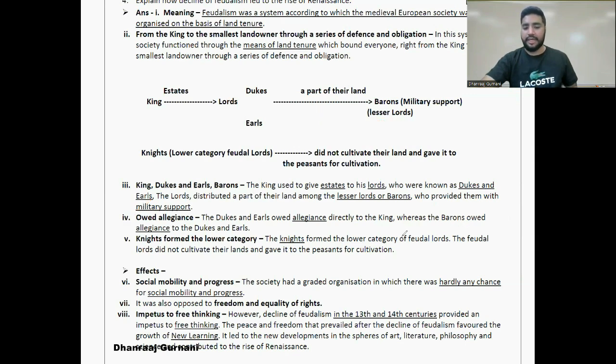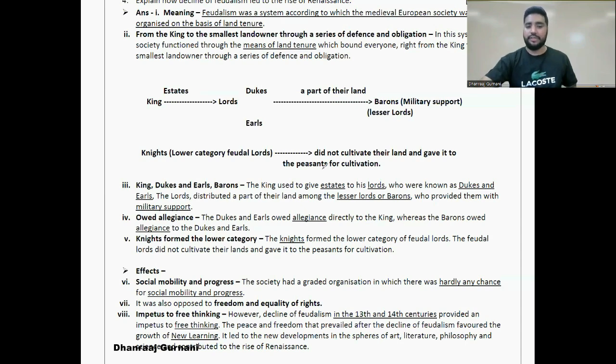Knights formed the lower category. The knights formed the lower category of feudal lords. The feudal lords did not cultivate their own land and gave it to peasants for cultivation. So then came a category of knights who were lower category feudal lords. They did not cultivate their land on their own and they gave it to the peasants for cultivation. This was the entire feudal system, how it was. And eventually this feudal system declined and it was mainly based on land tenure.